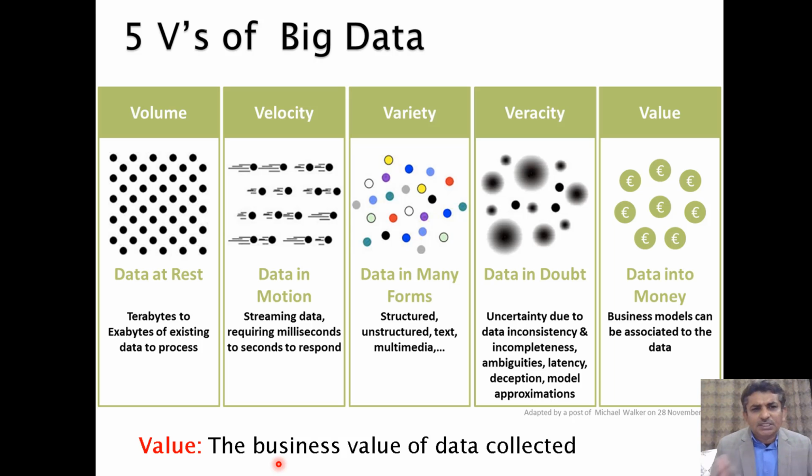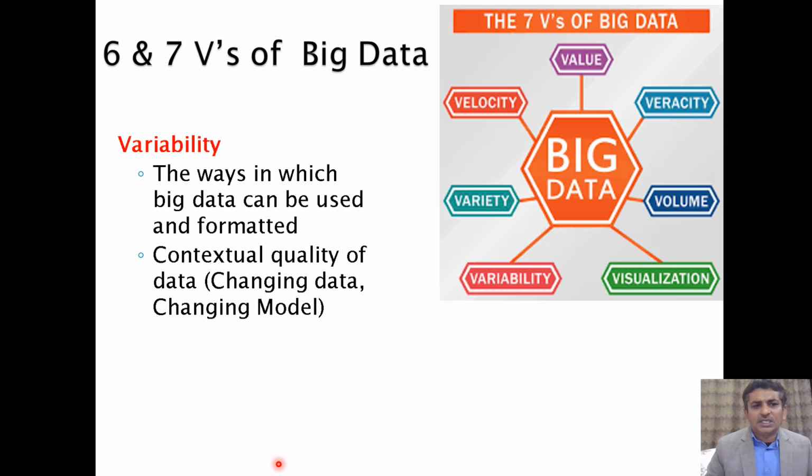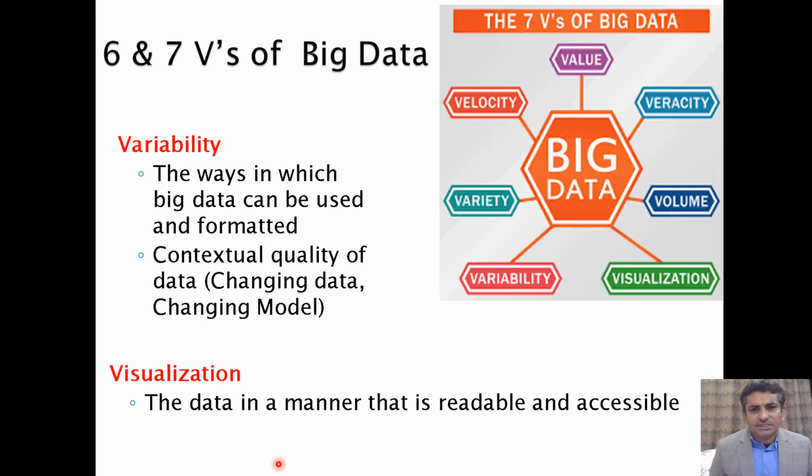So if we describe big data using 5 V's, then we have volume, velocity, variety, veracity, and value. The 6th and 7th V's of big data are variability and visualization. Variability shows the ways in which big data can be used and formatted. It also shows the contextual quality of the data: if we change the data, we may have to change the model. Visualization shows how we can visualize the data in an effective manner, presenting it in a readable and accessible way. The best visualization can be useful for effective decision making.